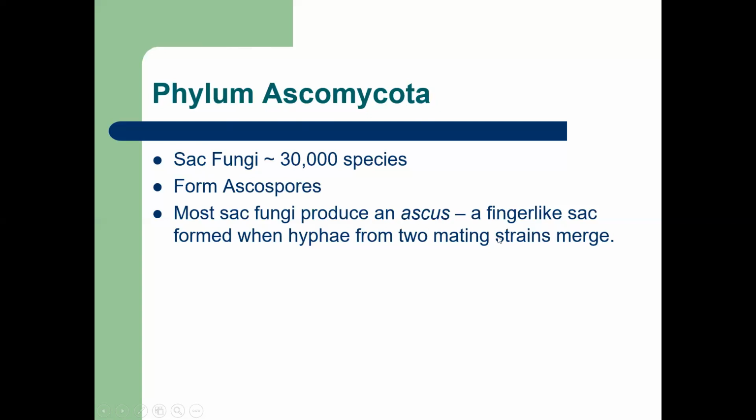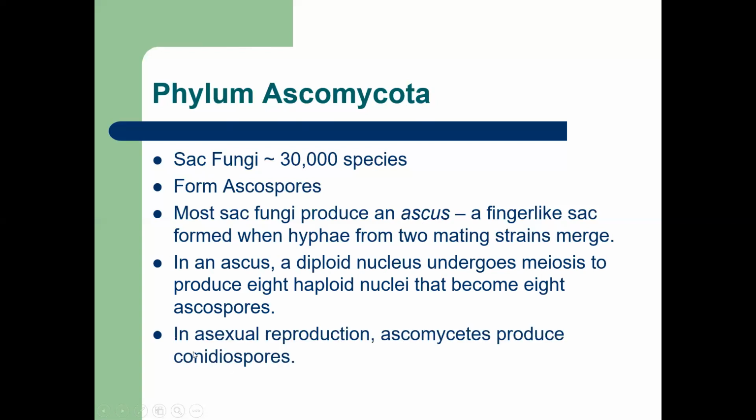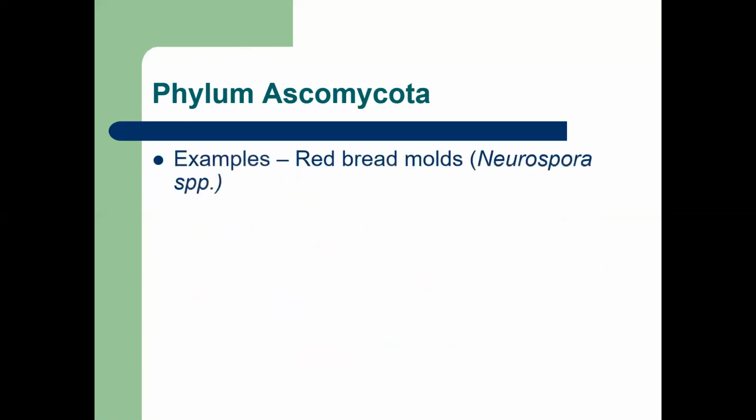Again, this reproduction stuff, the two mating strains merge, that's pretty common for all fungi, and we'll not worry about it. In asexual reproduction, the ascomycetes produce conidiospores. We're going to talk about conidiospores and asexual reproduction at the end of all of this, so don't worry about this. In that fourth column where it talks about reproduction type, you put both again, okay?